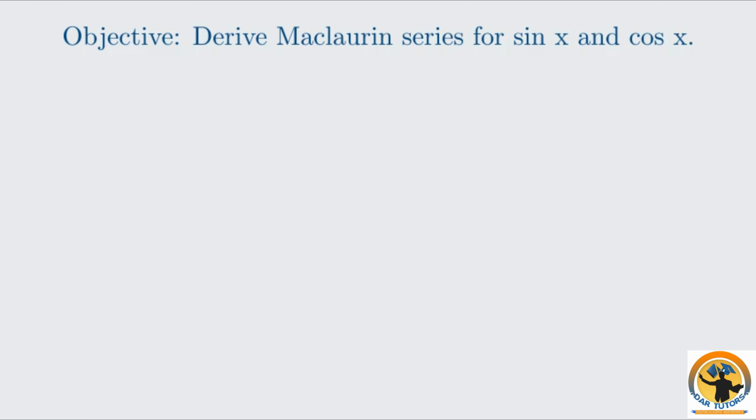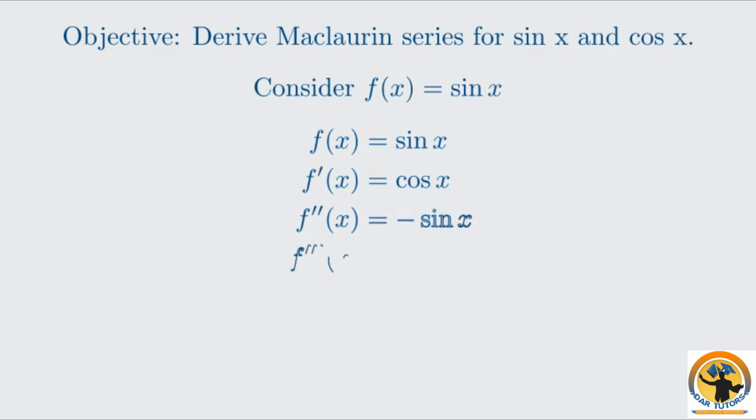Let's start with f of x equals sine x. We need to find its derivatives and evaluate them at x equals 0. The derivatives follow a cycle: sine, cosine, negative cosine, and back to sine. Now let's evaluate these at x equals 0.